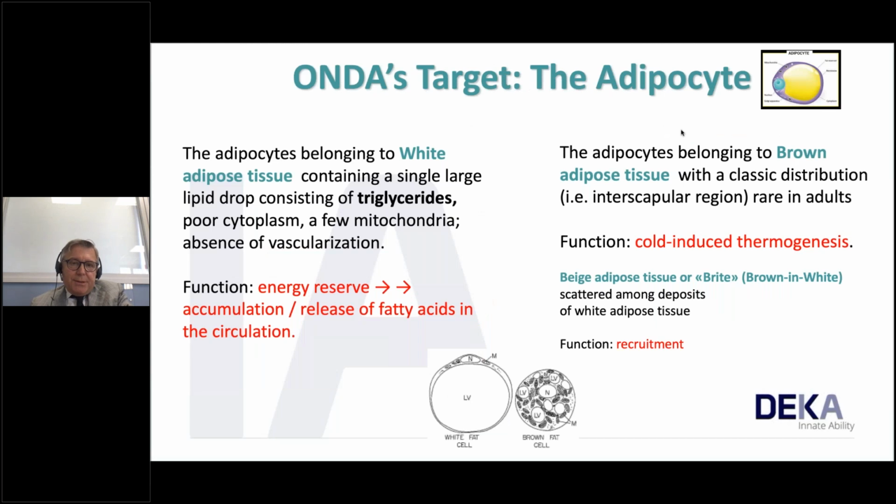We have three types: the white adipose tissue, with the function of energy reserve, accumulation, and release of fatty acids in the circulation; the brown, which is cold-induced thermogenesis, very rare in adults, only in some areas; and the beige adipose tissue, or bright brown and white, whose role is the recruitment of brown and white scattered in the white adipose tissue.